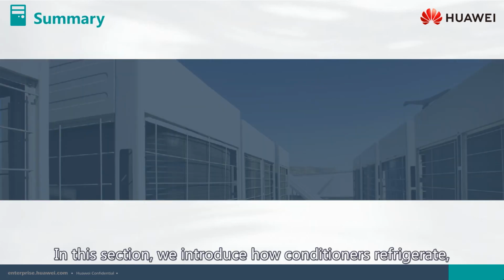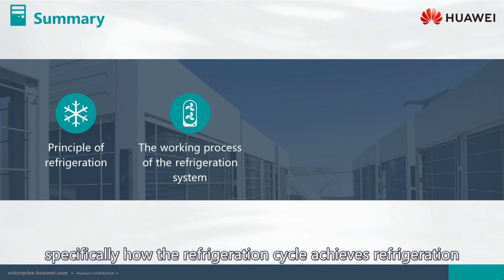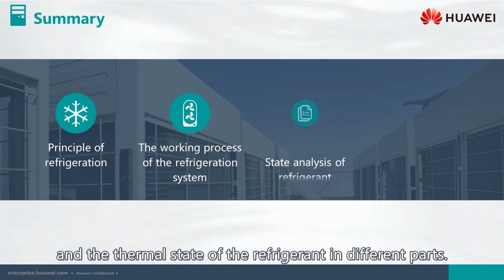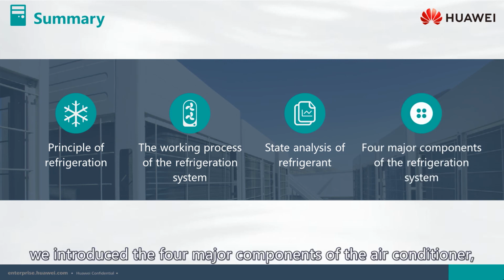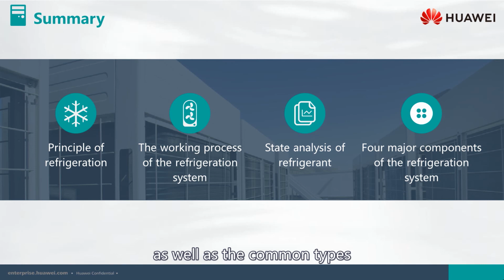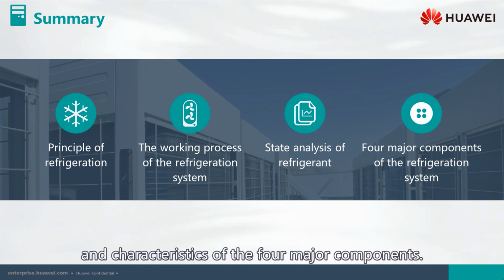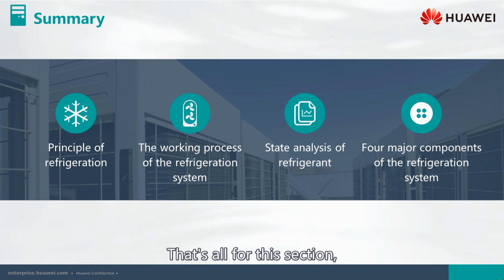In this section, we introduce how conditioners refrigerate, specifically how the refrigeration cycle achieves refrigeration, and the thermal state of the refrigerant in different parts. Then, we introduce the 4 major components of the air conditioner, as well as the common types and characteristics of the 4 major components. That's all for this section.